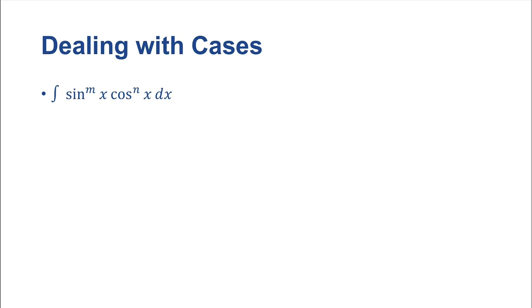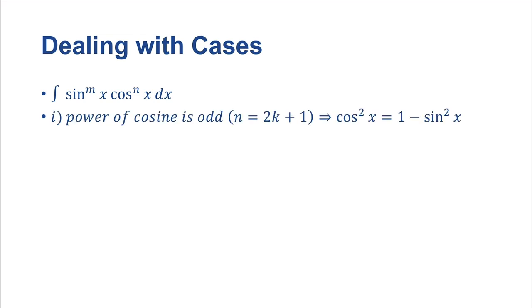Again, we're dealing with the integral of sine to the m of x, cosine to the n of x dx. For the first case, we assume that the power of cosine is odd, so n is going to be equal to 2k plus 1. We can rewrite it, and we're going to be using this Pythagorean identity. This Pythagorean identity is really just a rewriting of sine squared of x plus cosine squared of x equals 1. This is kind of our unit circle definition, and we're going to be fooling around with that a little bit in our videos on these trigonometric integrals.